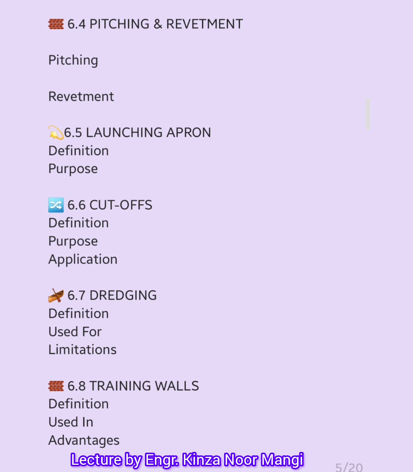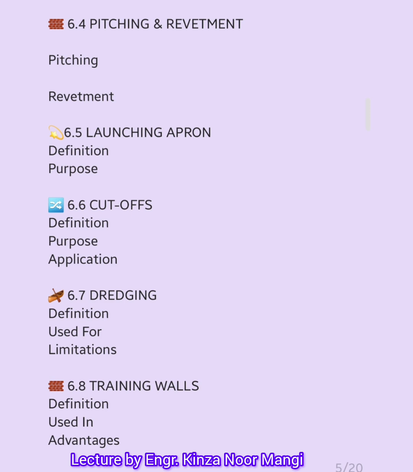The fourth type of river training method is pitching and revetment. Pitching is basically a protection layer of stone or concrete on slopes of bunds or banks to protect from wave action and erosion. Whereas revetment is a stone or concrete wall-like protection against fast flowing water, often combined with filters to drain seepage. Okay, so this was the difference between pitching and revetment.